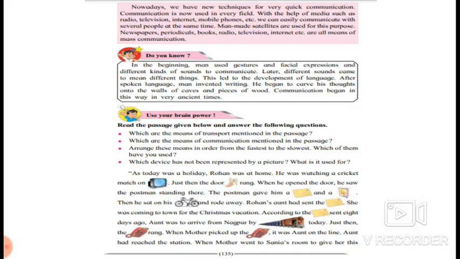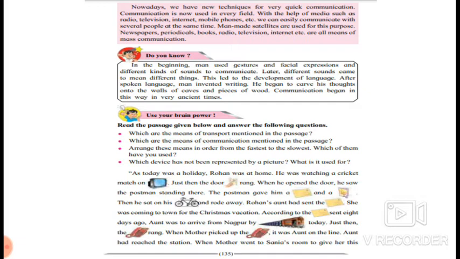As today was a holiday, Rohan was at home. He was watching a cricket match on television. Just then the doorbell rang. When he opened the door, he saw the postman standing there. The postman gave him a letter and a card. Then he sat on his cycle and rode away.